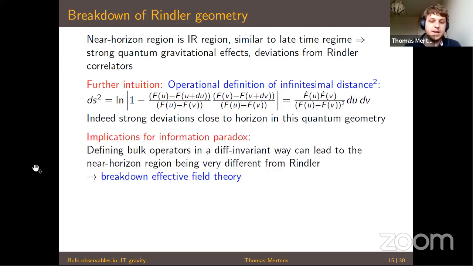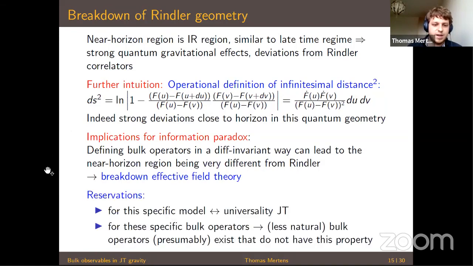And this might have implications for formulating information paradoxes, because what we have illustrated here is that if you insist on defining your bulk operators in a diff invariant way, then this on its own can already lead to the near horizon region being very different from Rindler space and a breakdown of effective field theory.